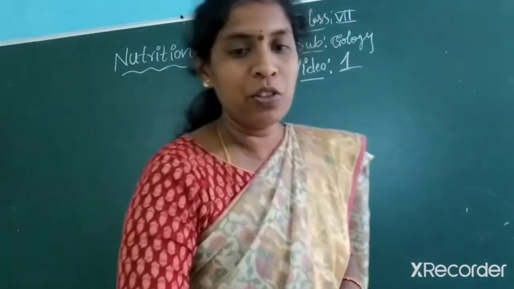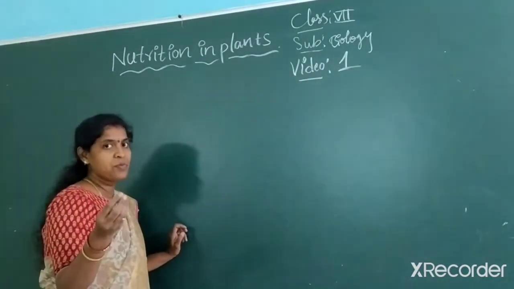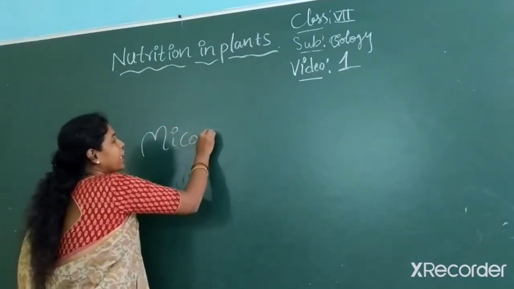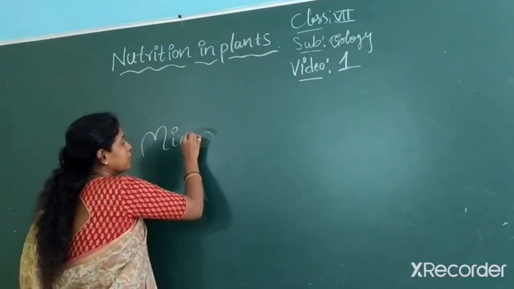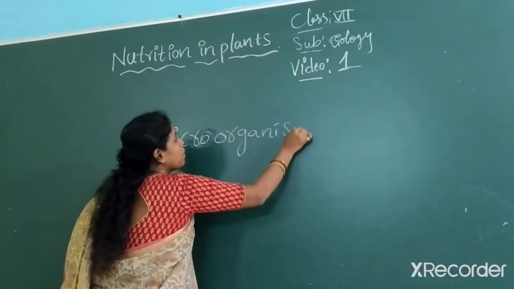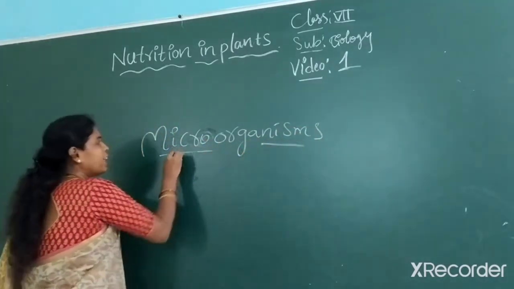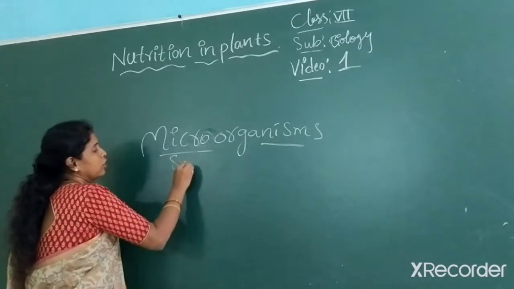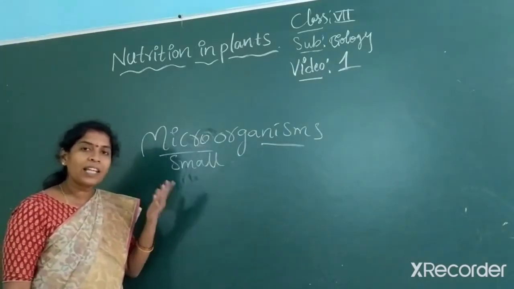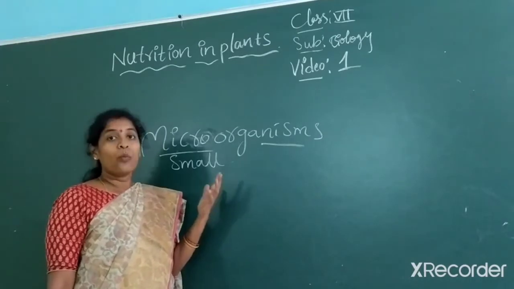But before going to know about nutrition in plants, we have to know about microorganisms. What are microorganisms? Micro means small. Organisms that are too small, which we can't see with our naked eye. Then how can we see them? With the help of a microscope. What are they?